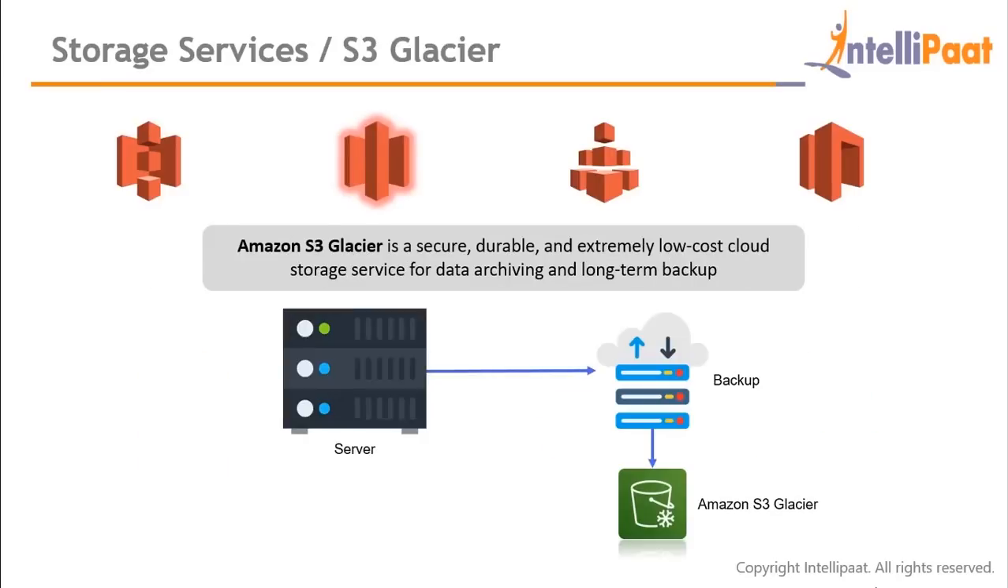The next service under the storage service domain is Amazon S3 Glacier. Amazon S3 Glacier is basically used for archiving data and backing up data. Many companies use Amazon S3 Glacier because of its very low cost. It is very secure and also durable, and you can use this for a long-term backup. If you want to back up your data for the next 10 years, Amazon S3 Glacier is your right option. And let us now move on to the next service under the storage service domain.